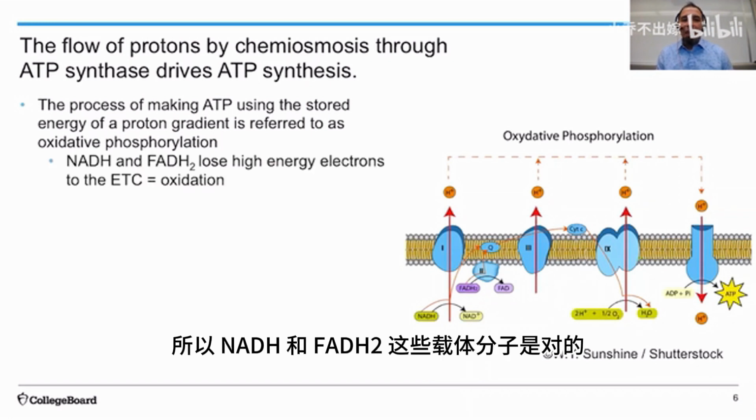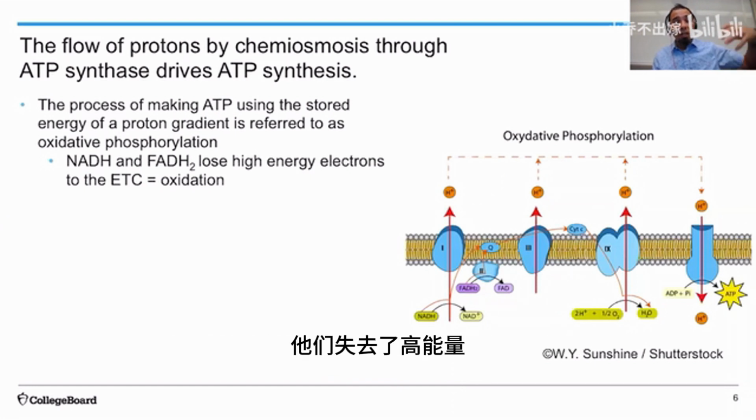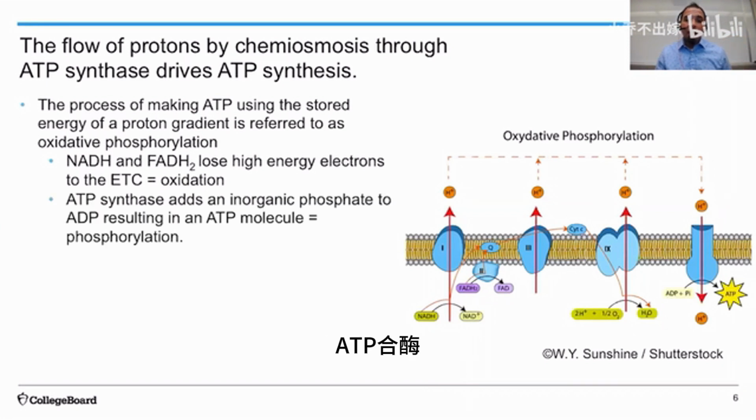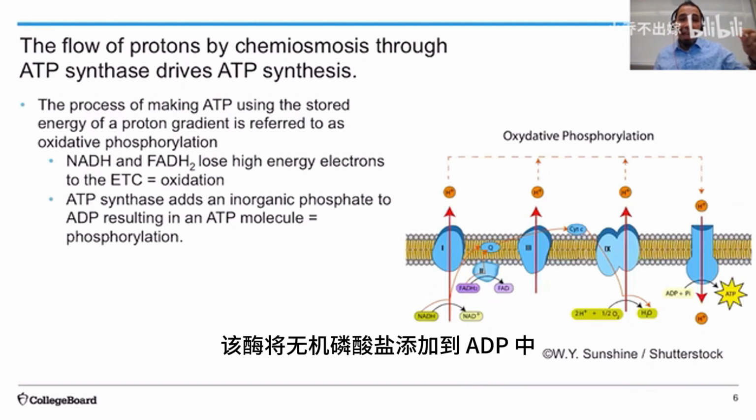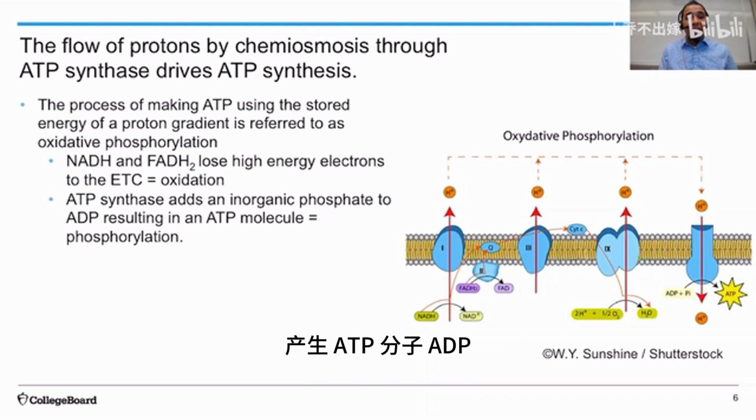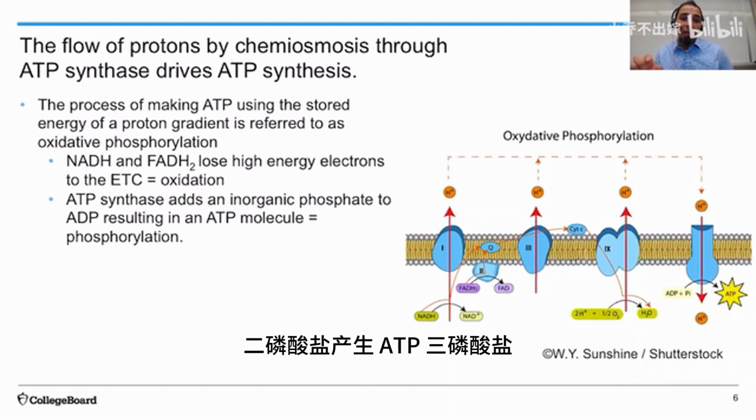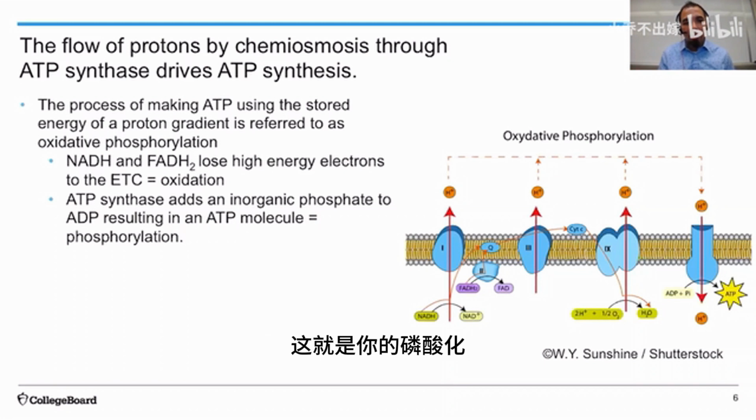NADH and FADH2, those carrier molecules, lose high energy electrons to the electron transport chain, and that's oxidation. LEO: lose electrons, oxidize. ATP synthase, that enzyme, adds an inorganic phosphate to ADP, resulting in an ATP molecule. ADP, diphosphate, resulting in ATP, triphosphate. That's your phosphorylation. So you have the oxidation part with losing the electrons, and you have the addition of an inorganic phosphate.